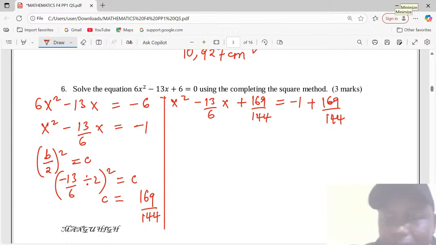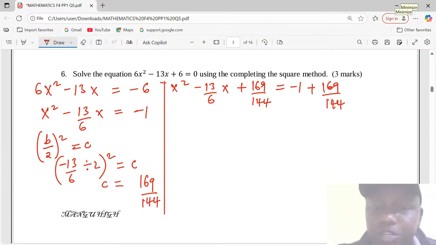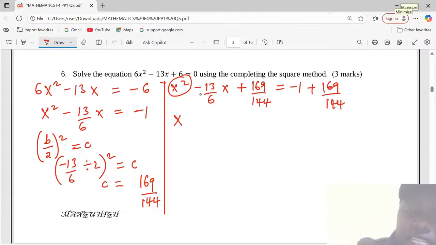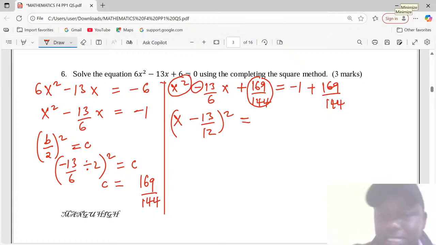At this point, now we can talk about factorizing the perfect square. To factorize a perfect square, we need to take the square root of the first term, x. Then the sign that follows, which is a minus, and the square root of the constant, which is 13 out of 12. So we have x minus 13 over 12 all squared. This is equal to, we take negative 1 and we add 169 over 144. I'm getting 25 over 144.